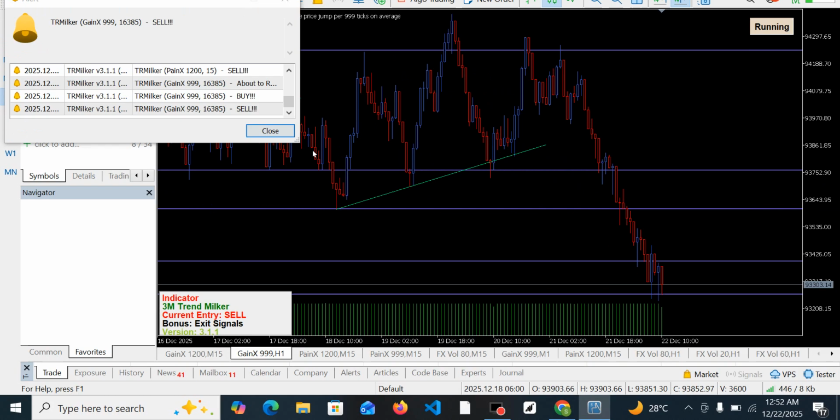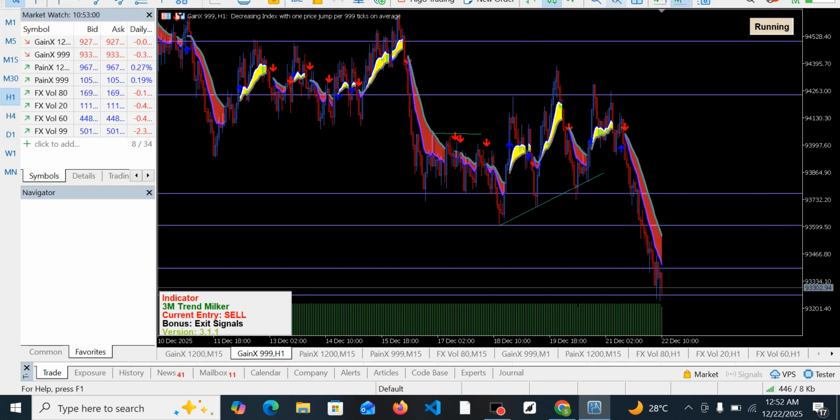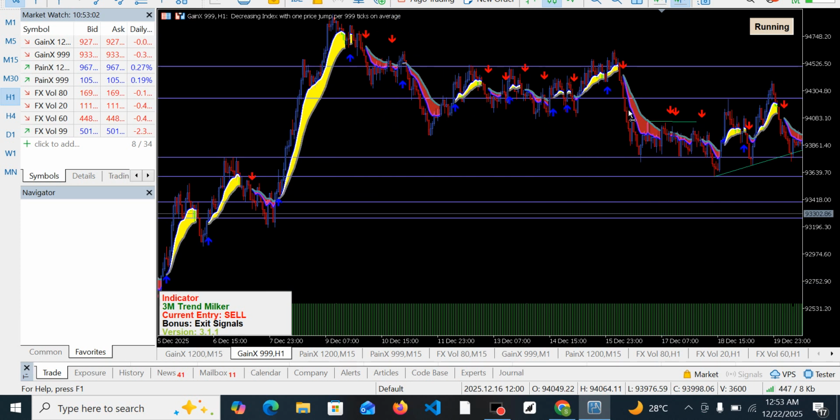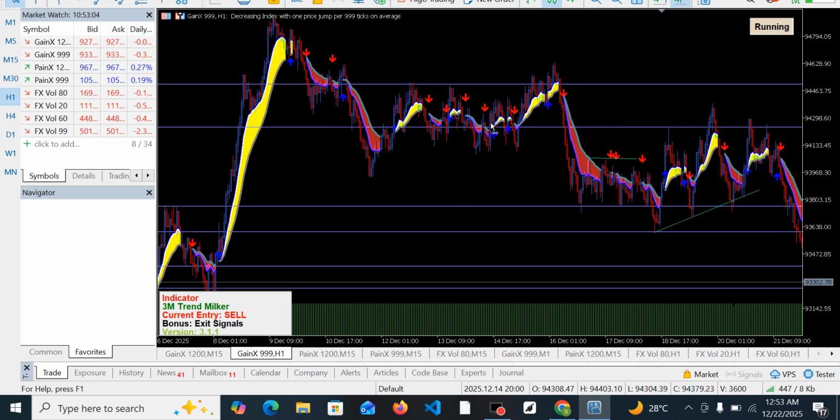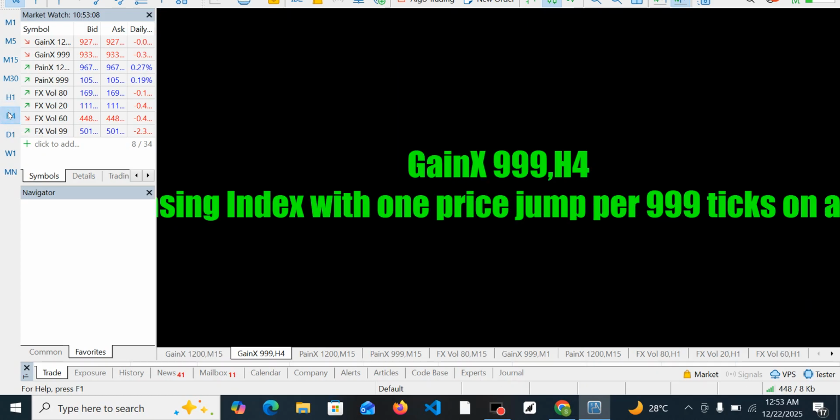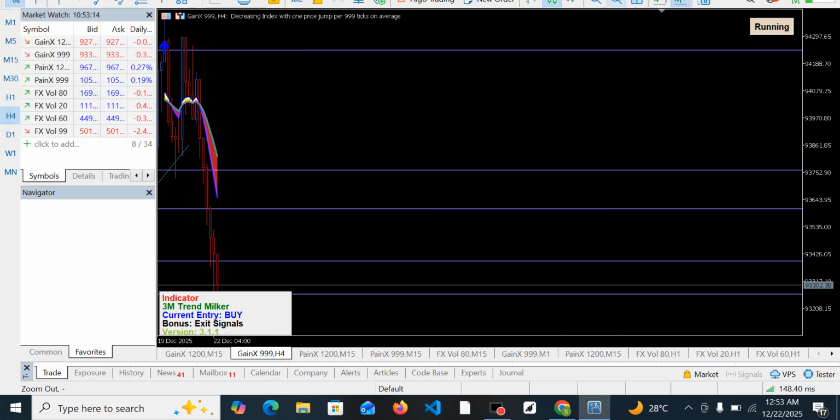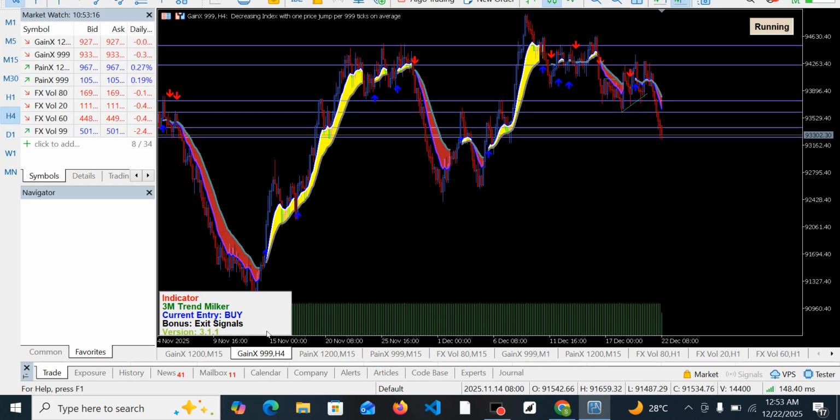I'm going to take it to, because we can see it clearly again on 15-minute time frame, even right here on H1, let me take it to H4, because we need to know the future of this particular asset. This is GainX 999. Okay, good. This is giving us a clear picture of what is happening right here.